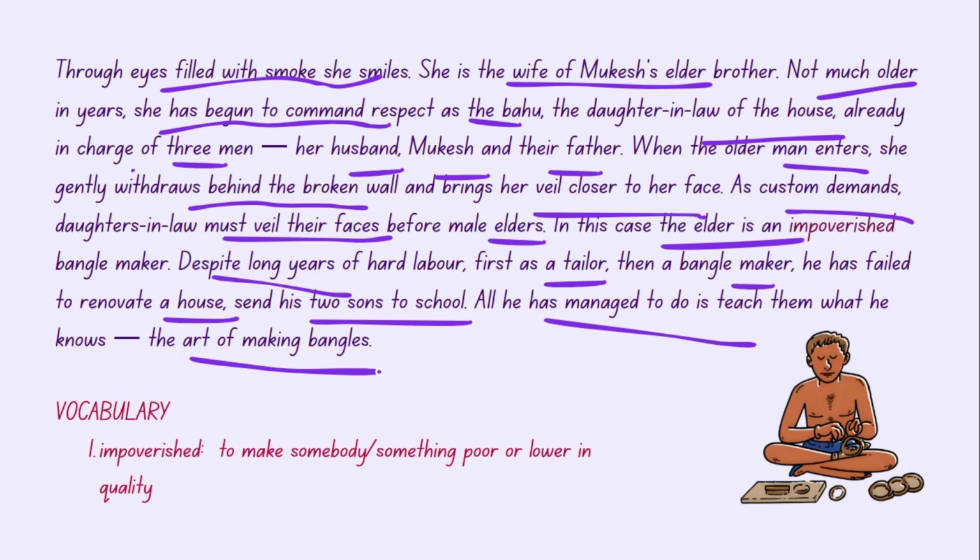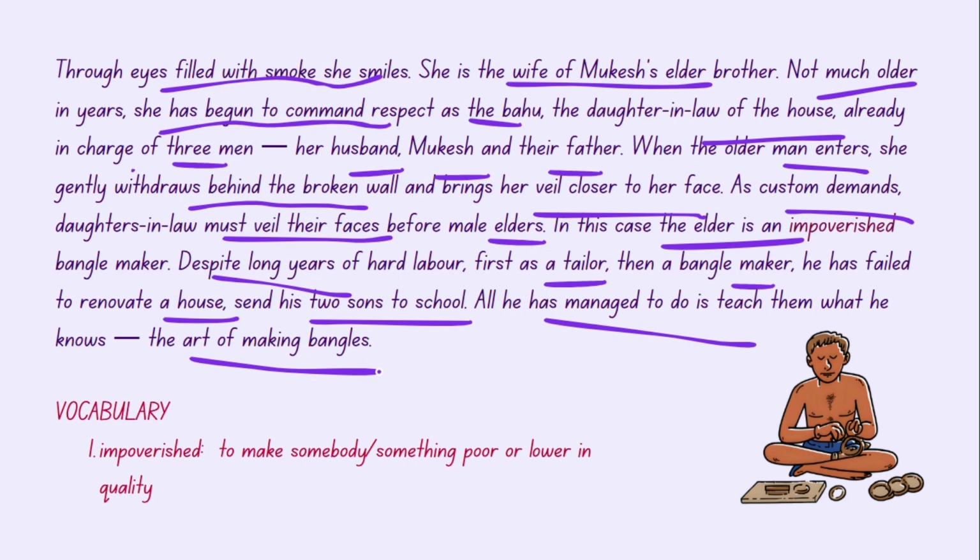She is the daughter-in-law of the household, and she is already in charge of three men: her husband, Mukesh, and their father. She has to take care of their meals, of their clothes, washing their clothes, keeping the house clean, and so on. She is the only woman in that household, and she is responsible, even though she is not much older than Mukesh, or maybe even of the same age, because the elder brother is not much older. So even at that young age, she has to undertake the responsibility of feeding three people along with herself and taking care of their needs.